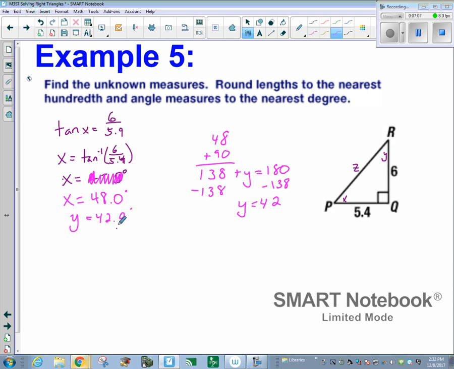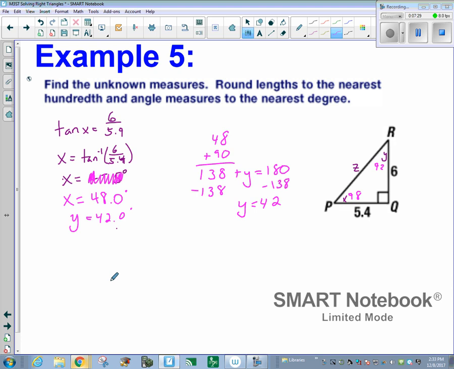And you may notice that if I take 48 and 42 and add them together, I get 90 degrees. So I didn't have to go through all of this. I could have just subtracted 48, which was this angle right here, from 90, which would be the remaining piece up here, which gives me 42 degrees. All right, so that would have been a shortcut.